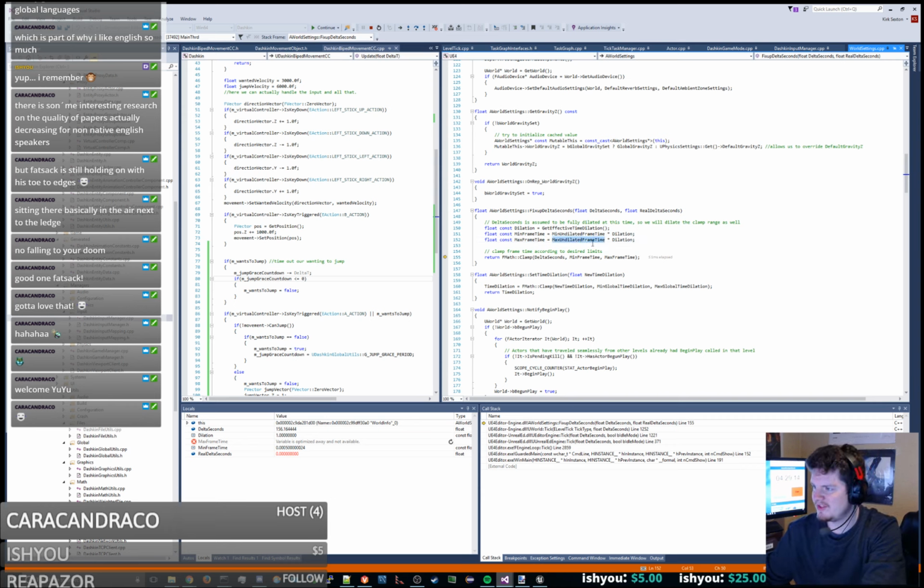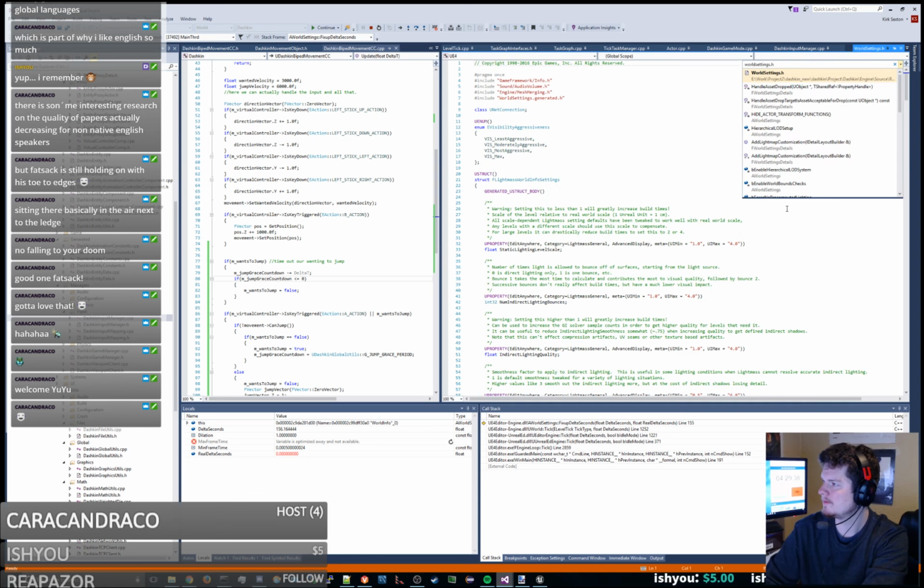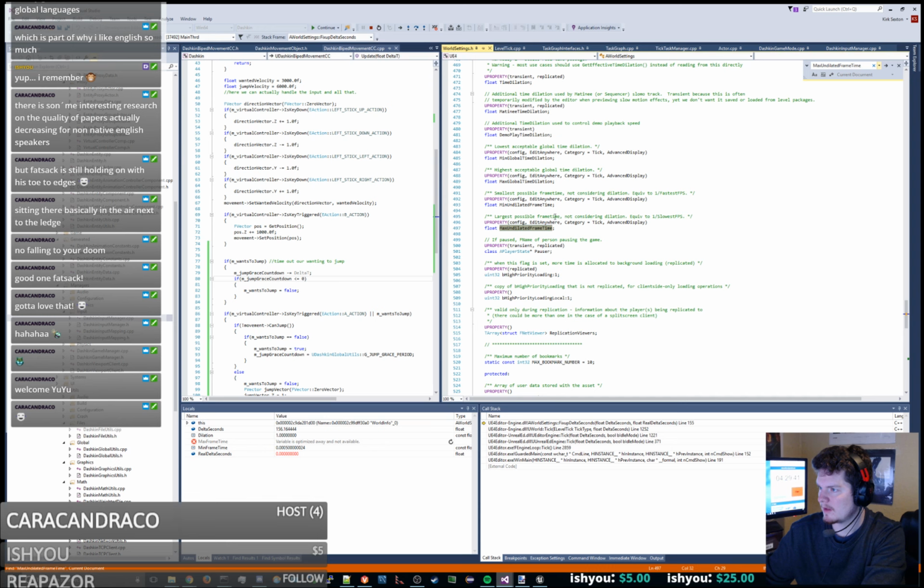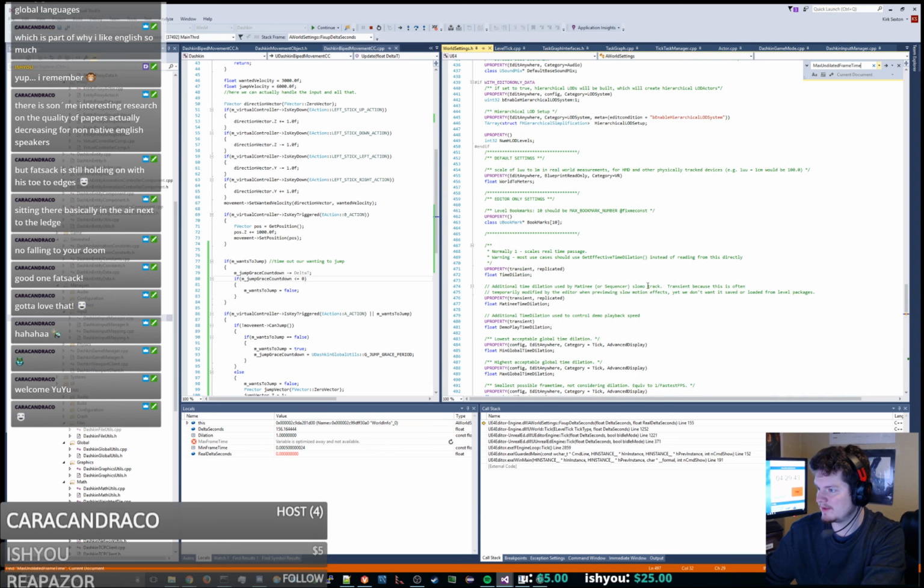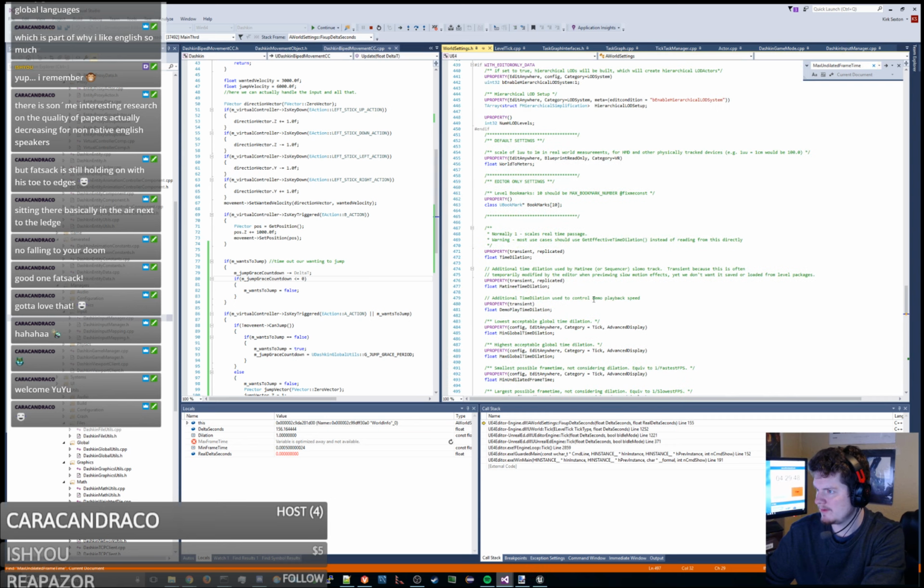So is there a way to set max undilated frame time? It's not even in world settings. Is it in AInfo? Where the frick is it? Let's go to WorldSettings.h. So it is in world settings, and it is just set somewhere.